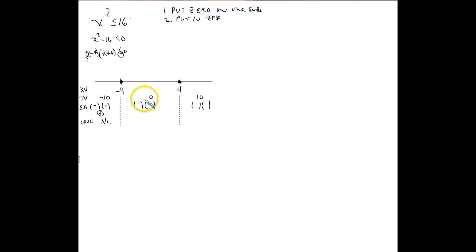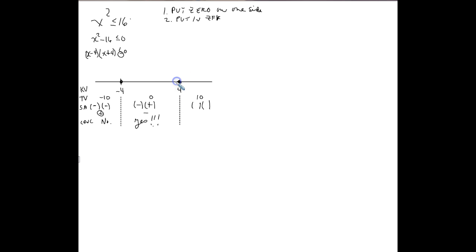So let's move on. Let's put 0 into these two factors. 0 minus 4 is a negative number. 0 plus 4 is a positive number. Negative times a positive is a negative. So my conclusion is yes. This is great. And I get very excited when I get yeses.